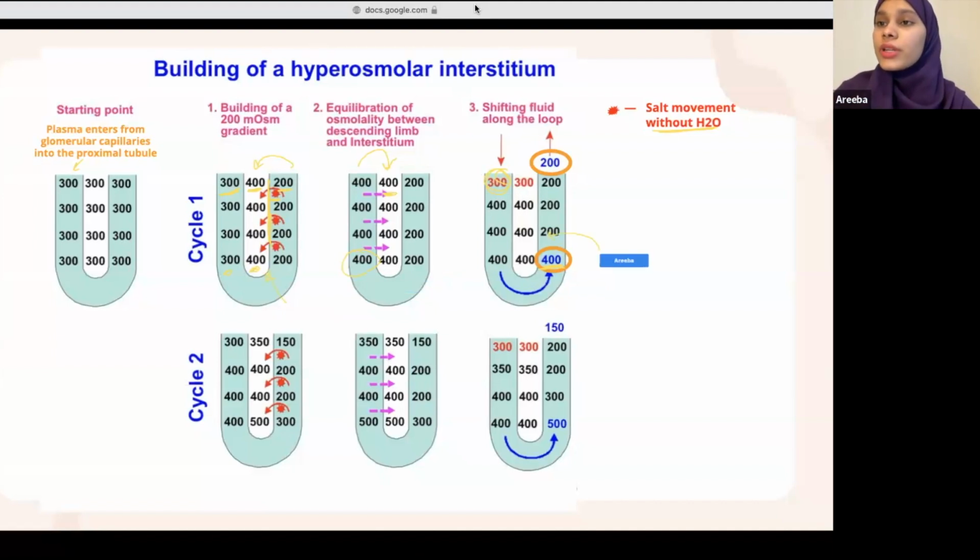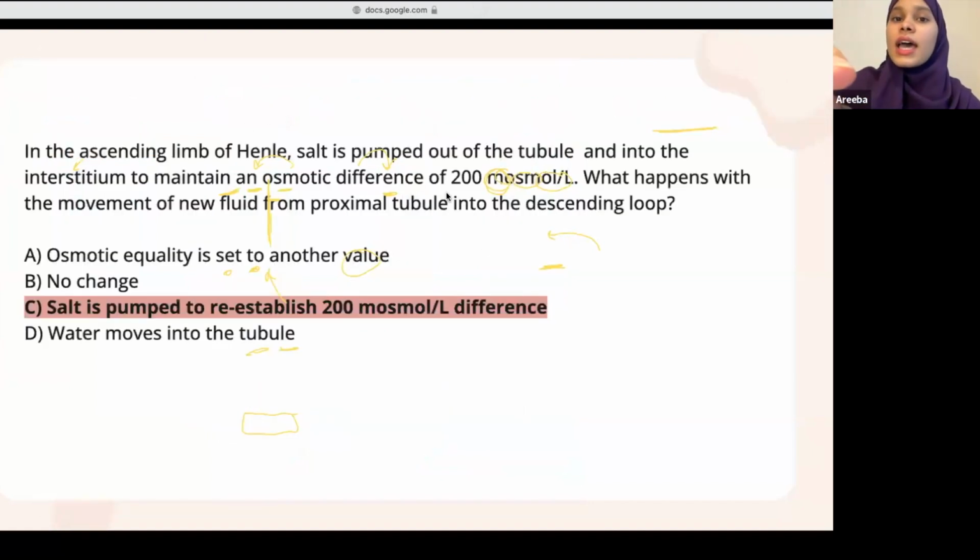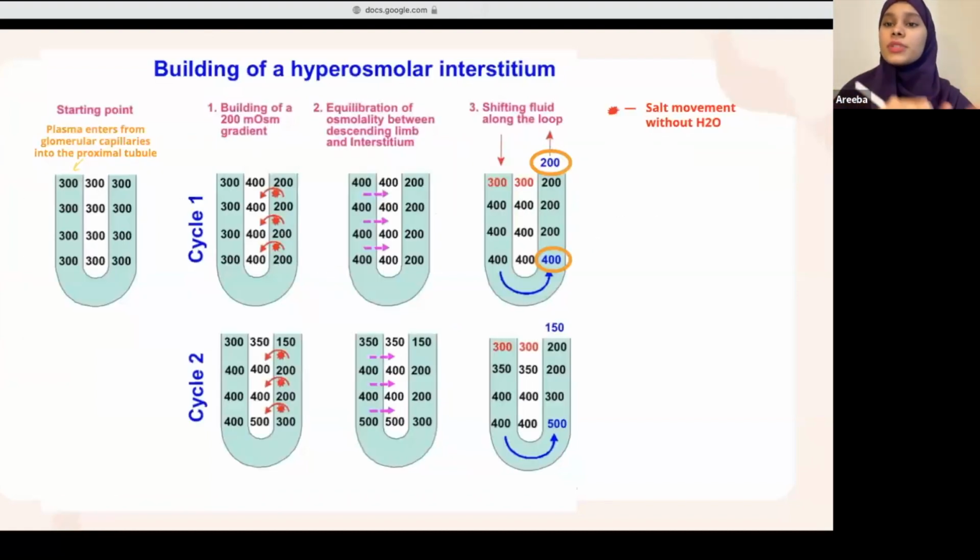So you're going to have salt movement without the movement of water, and this movement makes sure that the difference remains 200 between them. So this 200 and 300 are going to become 350 and 150 to make sure the difference is 200. And a similar thing happens with these two as well. The difference remains 200. So the question was asking what happens when you have more fluid coming in. That was the scenario where the new 300 comes in, all of the values get pushed away, the salt is pumped again, and you reestablish the difference of 200.